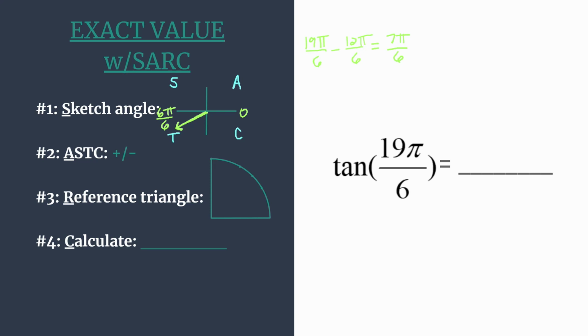So we're working in quadrant 3. That's where our angle's terminal side is. We know that tangent and cotangent are positive. And since we're trying to find the tangent of 19 pi over 6, we know our final answer will be positive. And we can make note of that.